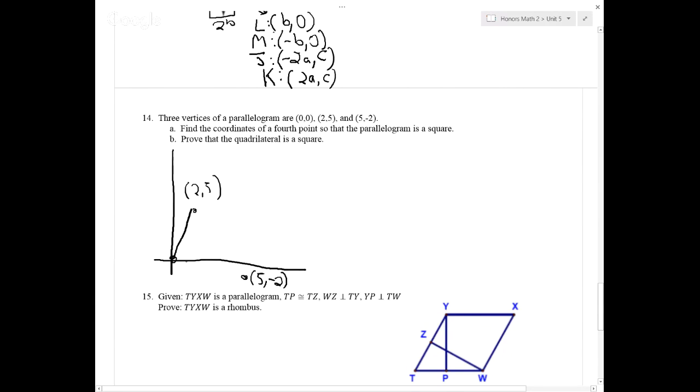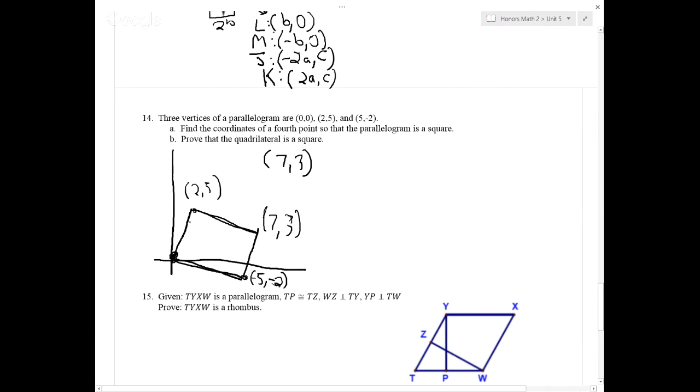So we went over 2, up 5. We're going to do the same thing from this point because opposite sides are parallel. So if we go over 2, that takes us to 7 for the x value. Up 5 takes us to 3. So one of our possible points would be (7, 3). Now we could also check if this works because to get from (0, 0) to (5, -2), I went 5 right, down 2. Now from 2 to 7, I went 5 to the right. 5 to 3, I went down 2. So (7, 3) is my possible fourth point.